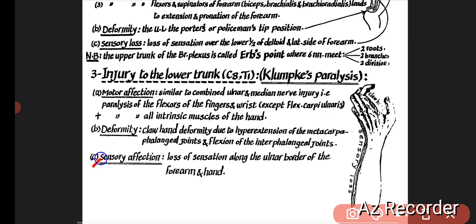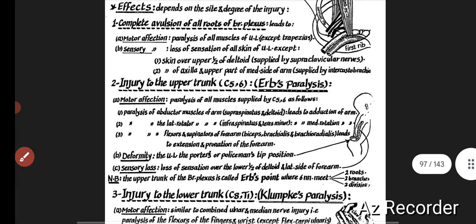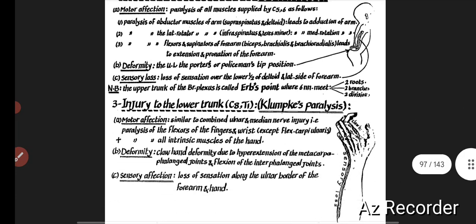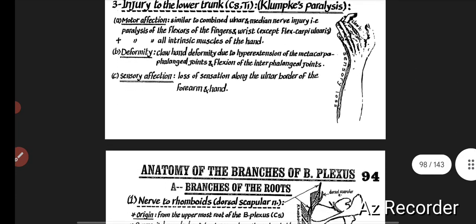Okay. What are the sensory affections? Loss of sensation along the ulnar border of the forearm and hand. This question comes in the short notes. Okay, these topics are important for the Erb's paralysis and the Klumpke's paralysis. Important for the short note.